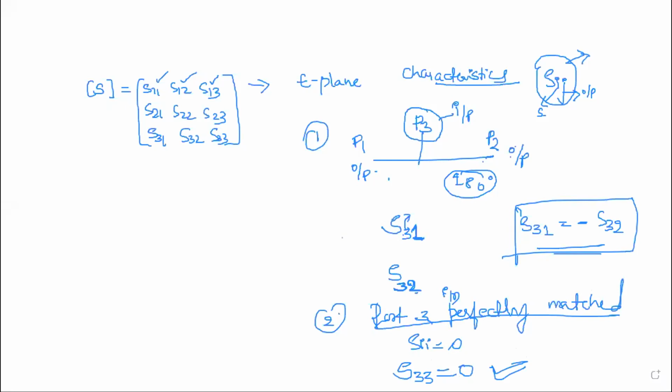In a microwave junction, all the ports cannot be simultaneously matched, because then the diagonal elements S11, S22, S33, all 3 will become 0. So you cannot take all 3 ports to be matched at a time. Whichever port you consider as the input, for that particular port of a microwave junction, it will be perfectly matched. Therefore in the S matrix, the diagonal elements will not all go to 0, or the reflection coefficients will not all go to 0. That is the second condition.